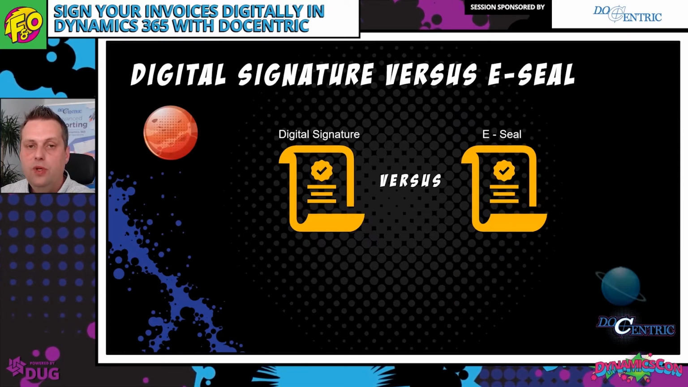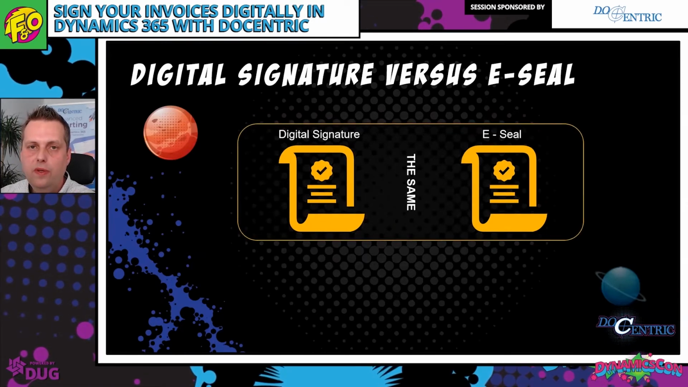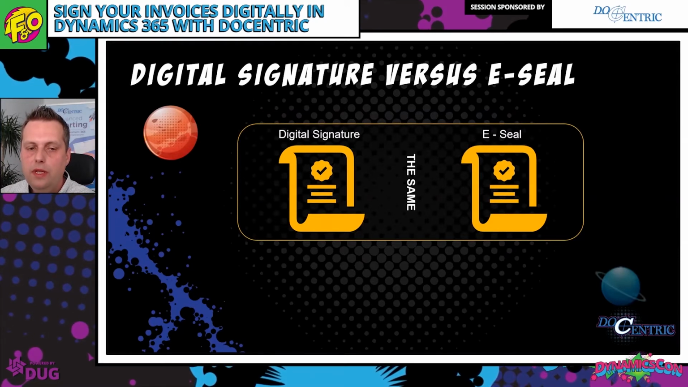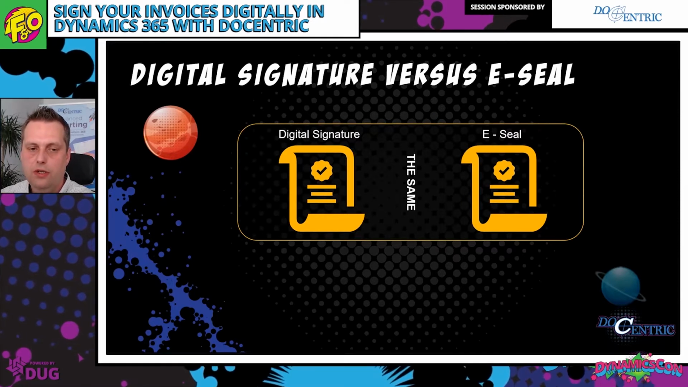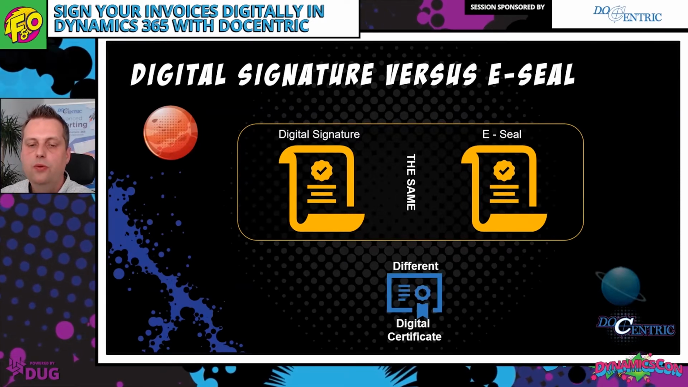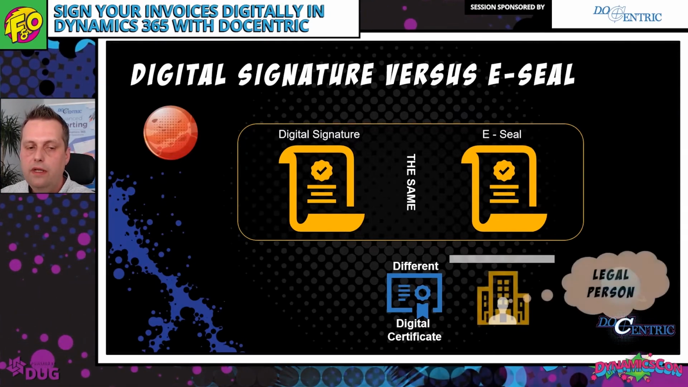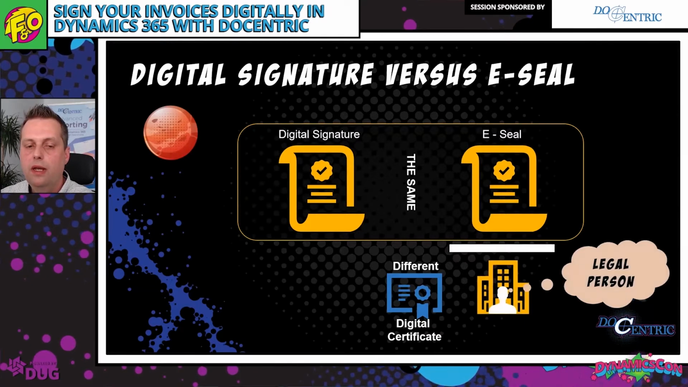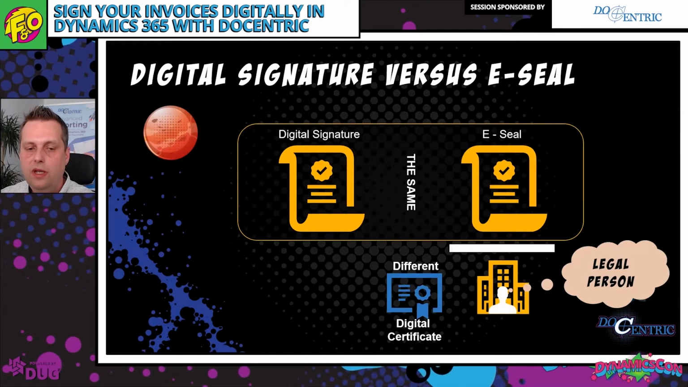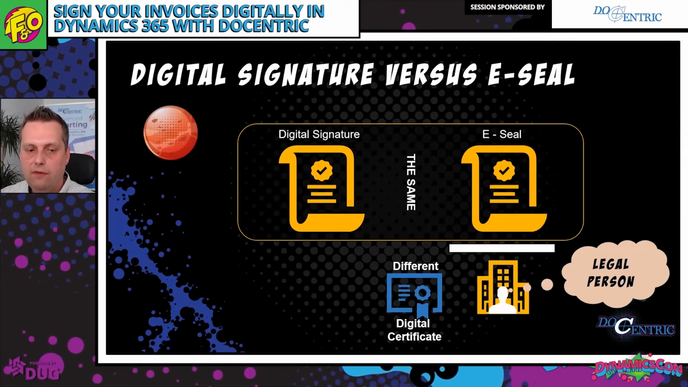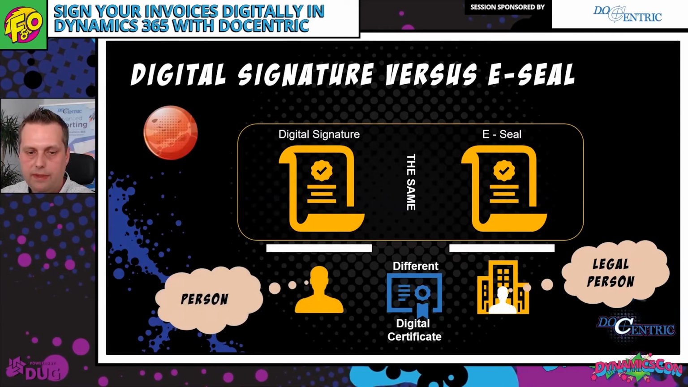So what's the difference between digital signature and electronic seal? Technically, they are both digital signatures, and we commonly relate to digital signature or e-seal with the term electronic signature. But the important difference between a digital signature and an electronic seal is that the latter is usually created by a legal person. So for example, a responsible person in an organization or an organization by itself, while the digital signatures are created by a natural person.